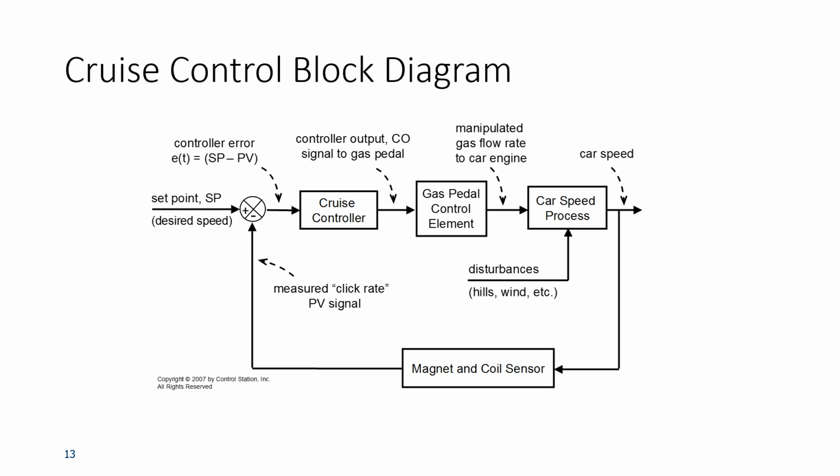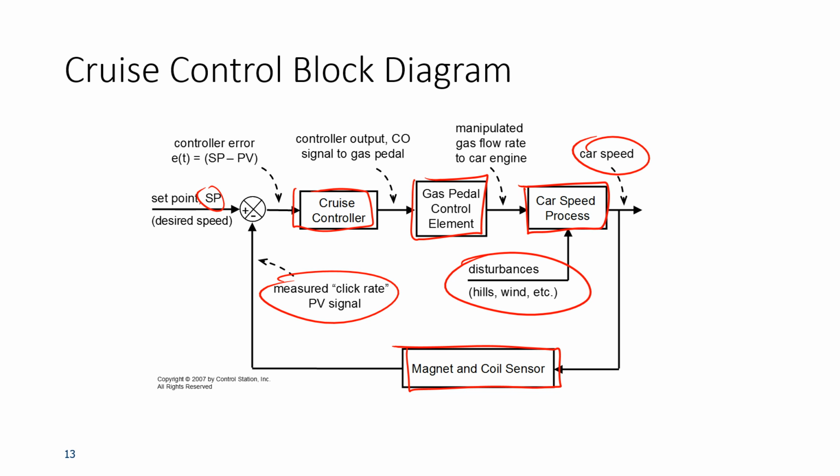Okay, so this is just the schematic as we already drew. We have our set point, we have our actual car speed, and then we have our measured car speed, final control element, our controller, and our sensor. Okay, and then the actual car as well as disturbances that might be affecting our system.